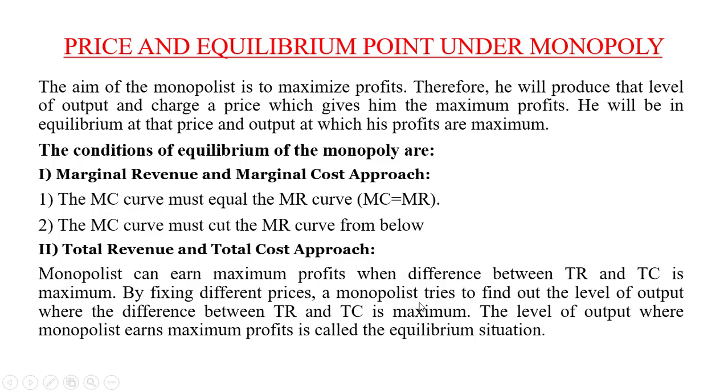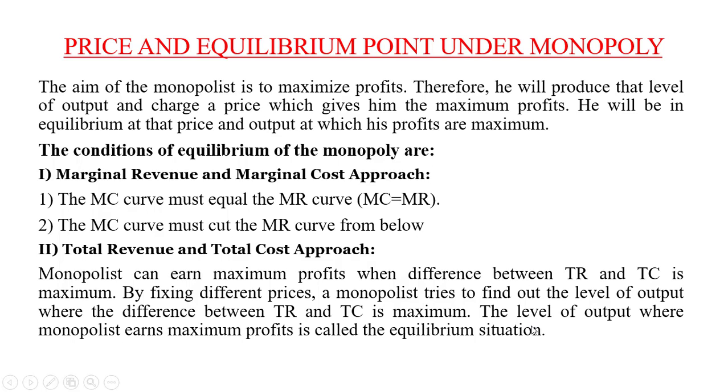By fixing different prices, a monopolist tries to find out the level of output where the difference between TR and TC is maximum. The monopolist sees that the total revenue, whatever income he earned, is not exceeding his total cost. If the total cost is increasing and he is getting less income, less revenue, then there will be no profits. So in order to get the maximum profit, the monopolist has to see that his total revenue is always higher than the total cost, and it has to be the maximum.